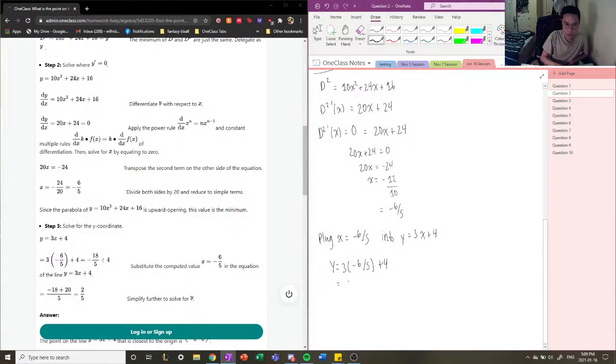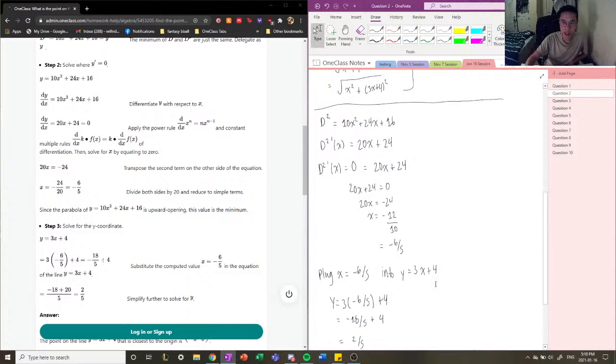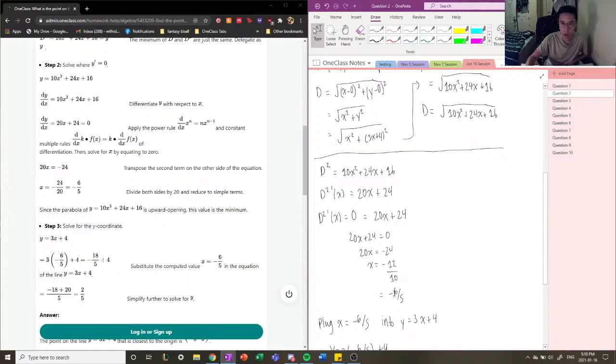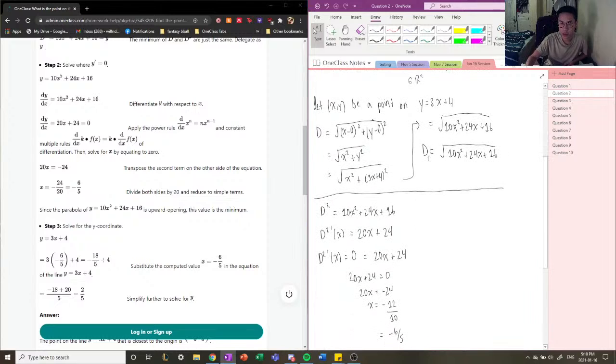which is -18/5 plus 4, which equals 2/5. Therefore, (-6/5, 2/5) is the closest point to the origin. So by optimizing this function, we have found the value of x, which is the coordinate for the point on the line that's closest to the origin.